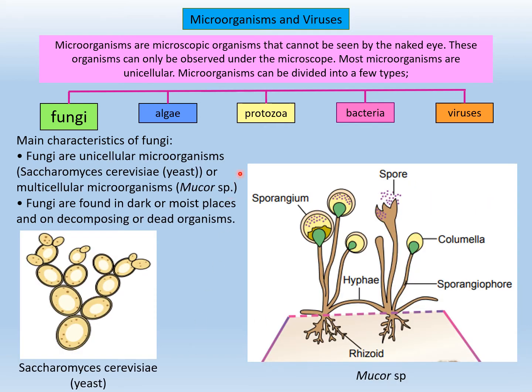Fungi can be unicellular organisms, for example Saccharomyces cerevisiae or yeast. This is Saccharomyces cerevisiae. Or multicellular organisms, such as Mucor. This one is Mucor. Fungi are found in dark or moist places, and on decomposing or dead organisms.